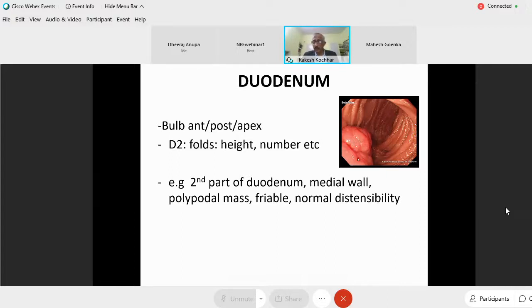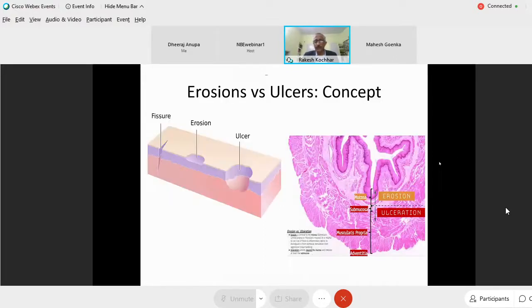This is classically polypoidal with mucosal abnormality and which is friable. If you touch it with a biopsy forceps, it is friable, and the rest of the duodenum is distending normally. You measure the size by opening the biopsy forceps. You can estimate the size. So that will be a complete description of this lesion.